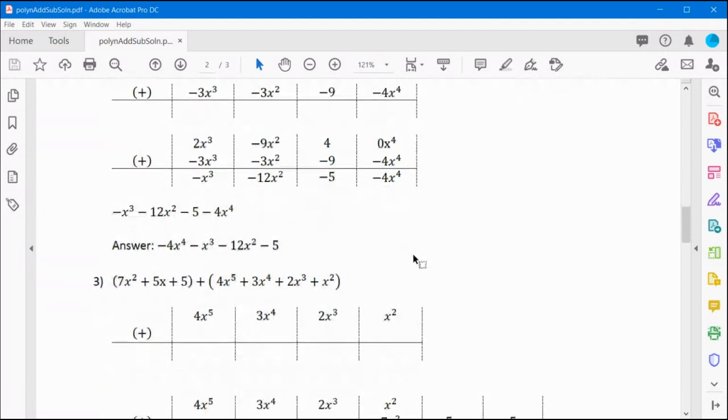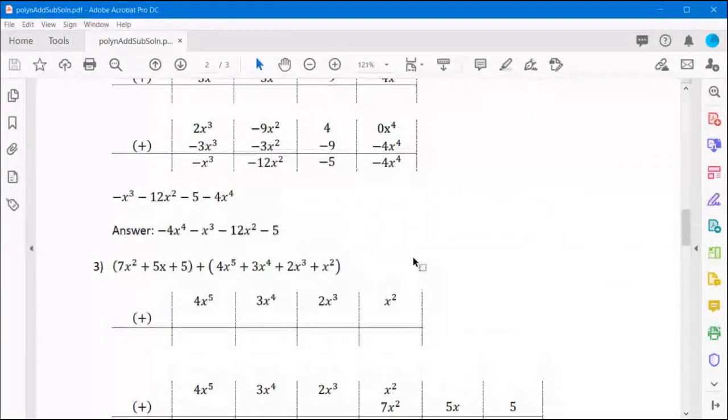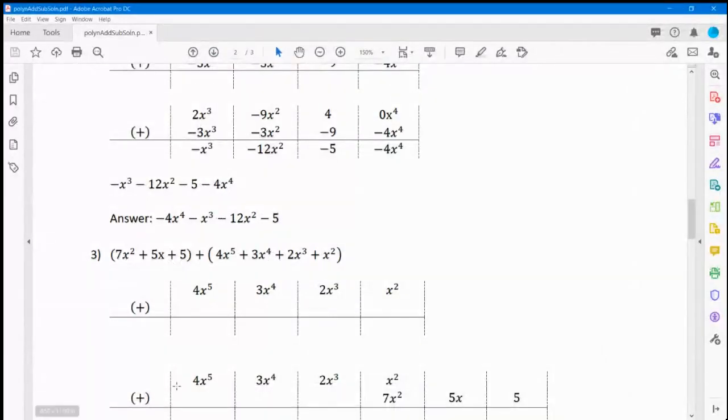Okay. Let's keep going. Number 3. So 3 is another addition problem. There are some more terms here, but we can keep doing this. So for number 3, we're adding. The polynomial on top is up to you, because addition you can add in any order you want. Here, I put this one on top because there are more terms here. Each term is getting its own column.